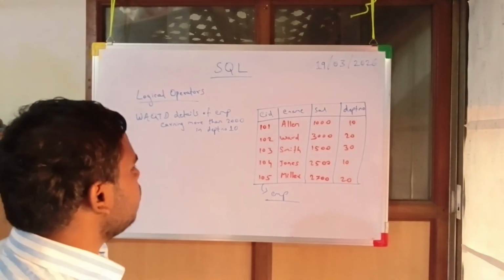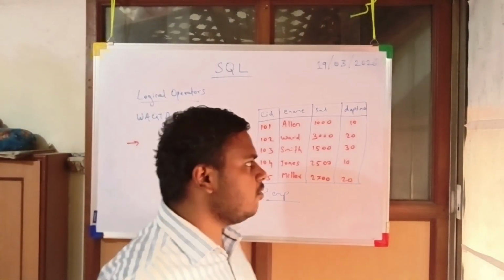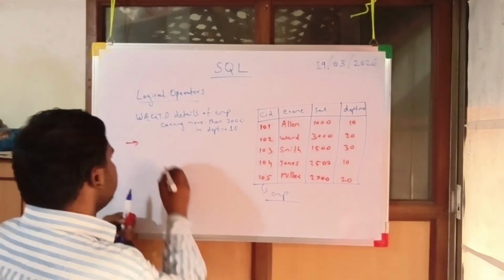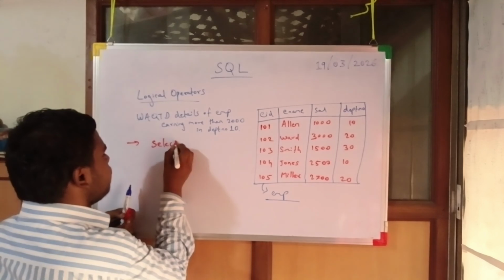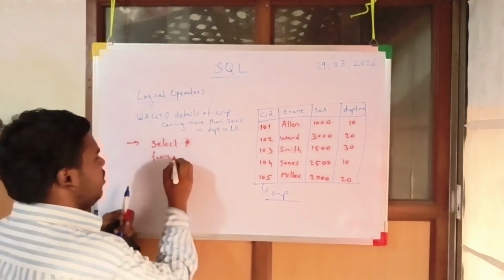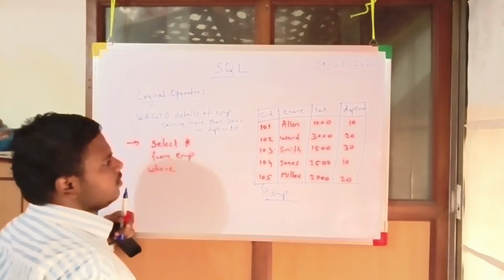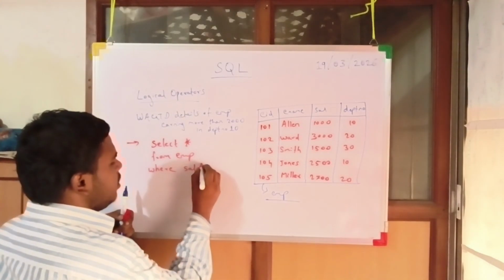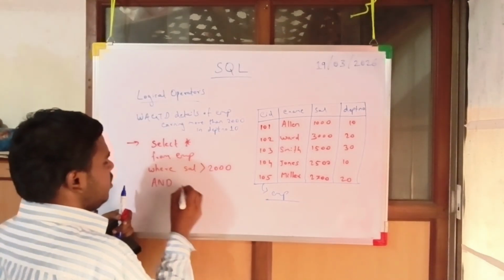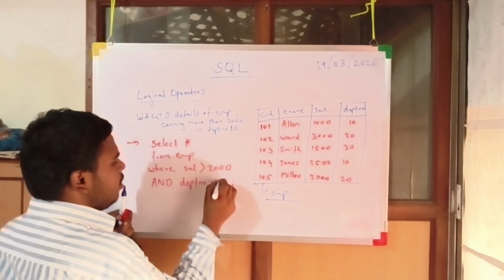So first of all we will write the query. Which clause will I write first? Select clause, because I want to display all the columns. So I will write select asterisk from, what is the table name? EMP. EMP where, in the where clause we write the condition: where salary greater than 2000 and one more condition, department number equal to 10. This is how I will write the query.